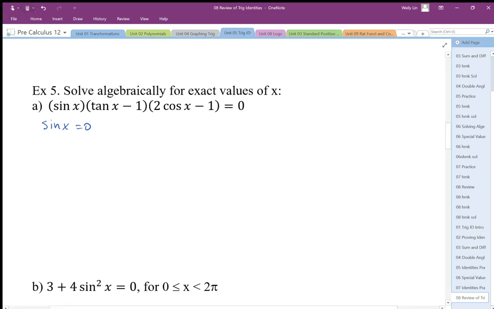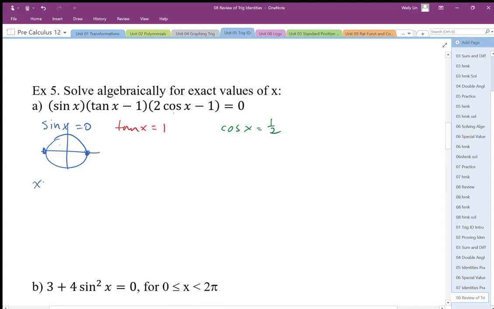For tan x minus 1, well, I just need to find out where tan x equals 1. That will give me a 0 for the tan. For the cosine, I just need to solve that factor, because if this factor equals 0, then the equation again is solved. So if I solve for cos x, I get cos x equals 1/2. Well, then I can just solve these. These happen to be exact values, so sine is equal to 0 here and here.